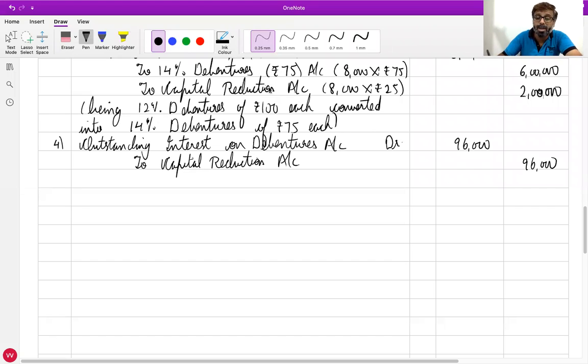Do you understand this entry, Divya? They are sacrificing the interest, so interest we will reverse and debit and transfer it to capital reduction. Did everyone of you understand this entry? Anyone having any doubt in this, raise your hand. Being interest foregone or waived or sacrificed by debenture holders.